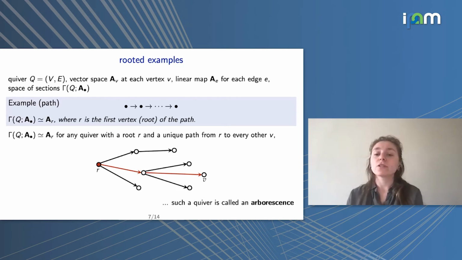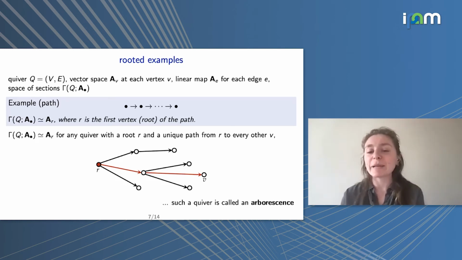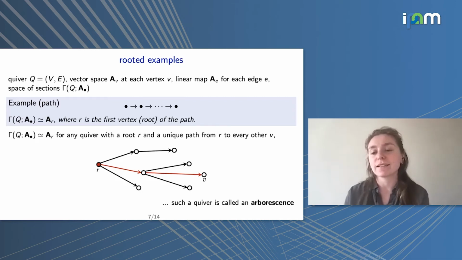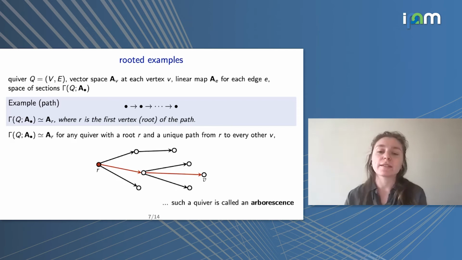Okay, so such a quiver that has this property that it has a root and a unique path from that root to every other vertex is called, or one name for such quivers is an arborescence, and that's the name that I'll be using here. And the idea is to take some very complicated quiver and to reduce it to a quiver that has this property in such a way as to preserve the space of sections.